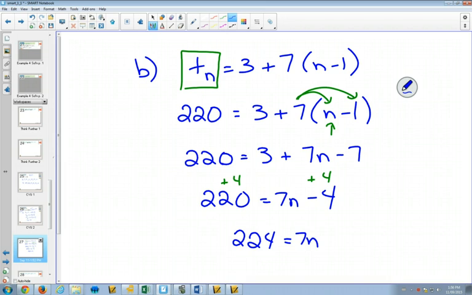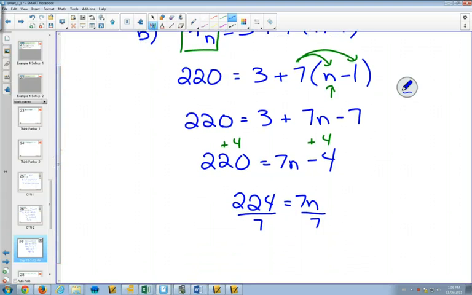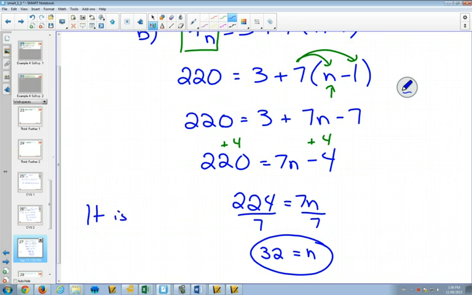And now, if I divide by 7, I get what? 31? 32? Thank you. So the question is asking which term? It is term 32.